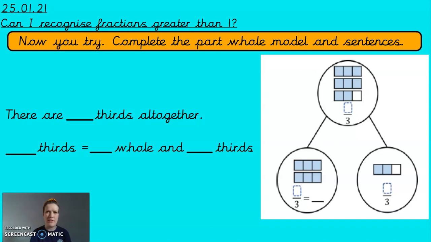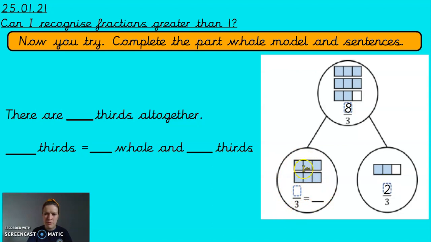Okay, well done for giving that a go. What I am going to do is fill out my part whole model first to support me. I'm going to fill out this top one. I want to know how many thirds are shaded all together. So I'm going to count them. 1, 2, 3, 4, 5, 6, 7, 8. Right, 8 there. So I got 8 thirds is my fraction. Then I'm going to have a go at this one. How many thirds are shaded? It is 2. So we've got 2 thirds there.